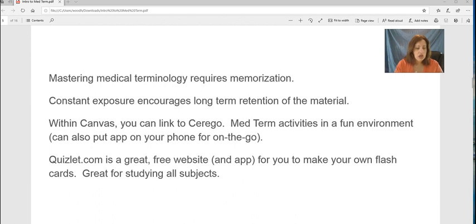Okay. You also can use Quizlet. It's a great free website. You sign up for a free account. There is an app as well, and you can make your own flashcards. And that's great for studying all subjects, anatomy, your insurance, all kinds of things.